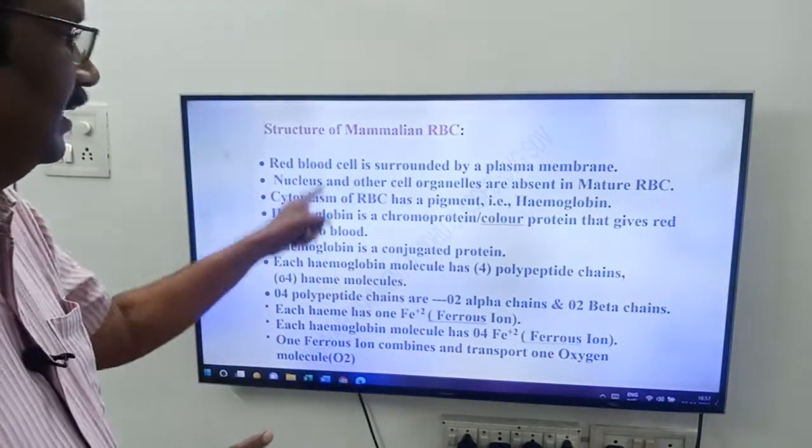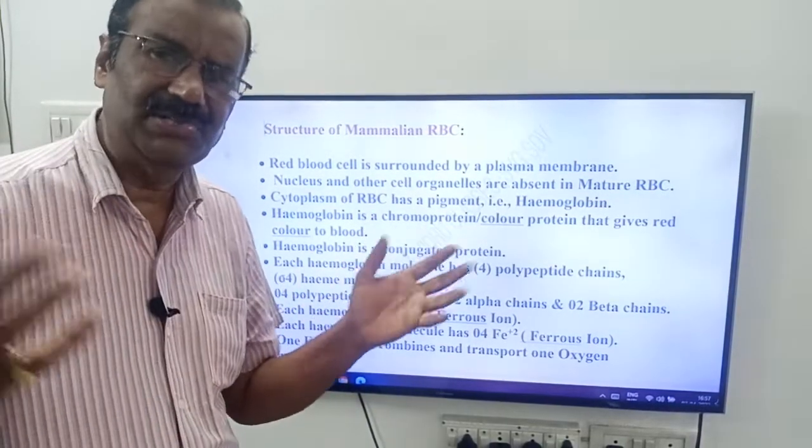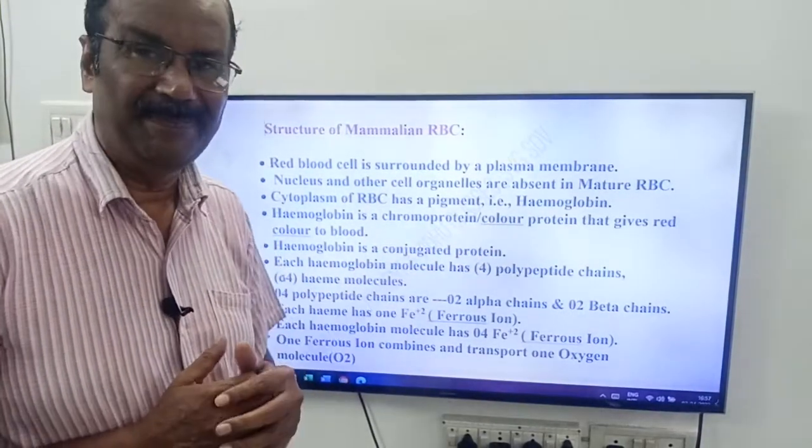Next, friends. The cytoplasm of the mammalian red blood cell has a pigment, that is hemoglobin.